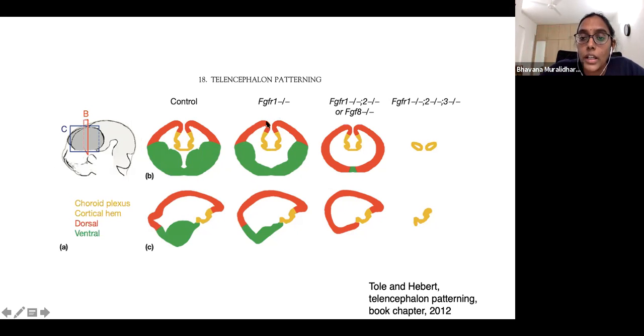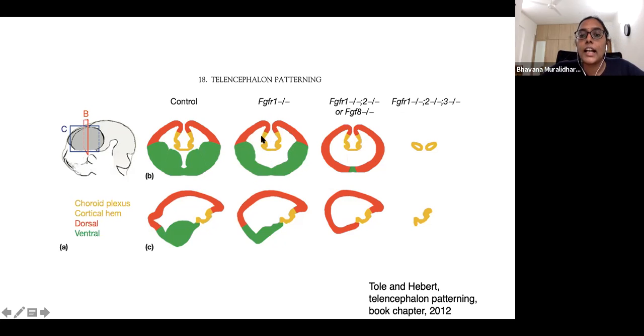You knock down one, it is redundant, nothing happens. But the moment you knock down one and two, what you suddenly see is a loss of ventral structures. The ventral structures are completely gone. And then if you knock down 1, 2, 3, actually you lose the entire telencephalon. All you end up with is this here.